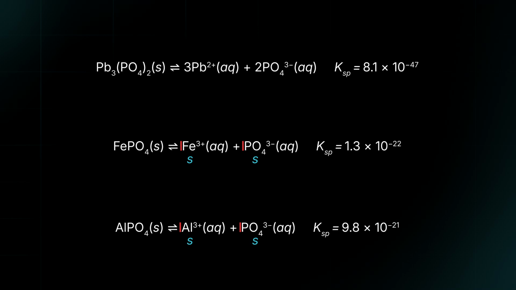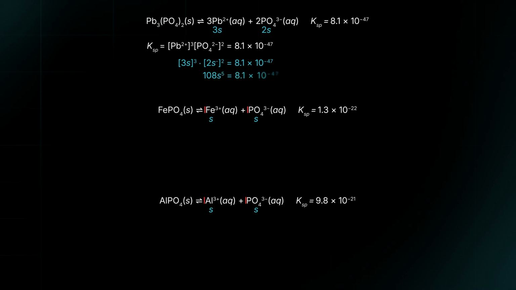First, the ion concentration depends on the reaction coefficients. If S moles per liter of lead phosphate dissolves, it produces 3S moles per liter of lead ions and 2S moles per liter of phosphate ions. Second, the KSP expression must account for these coefficients. The lead concentration is raised to the third power, and the phosphate concentration is raised to the second power. Substituting these values into our KSP expression gives 108 times S to the fifth power.